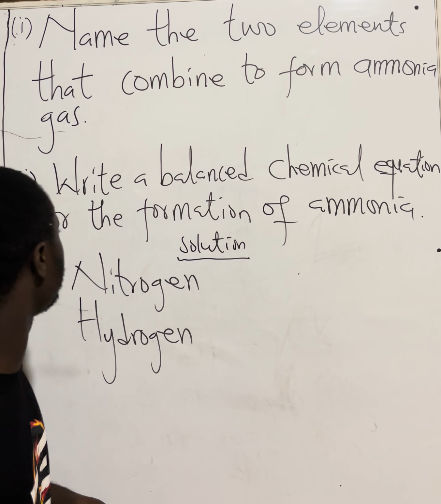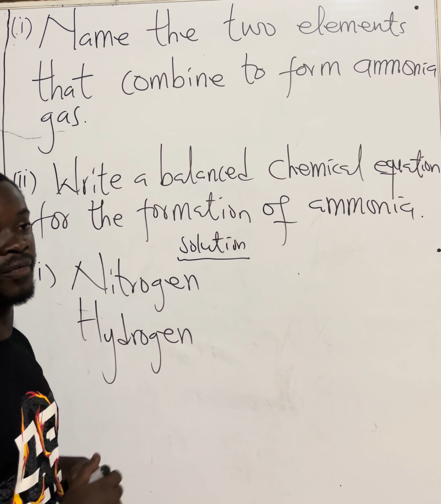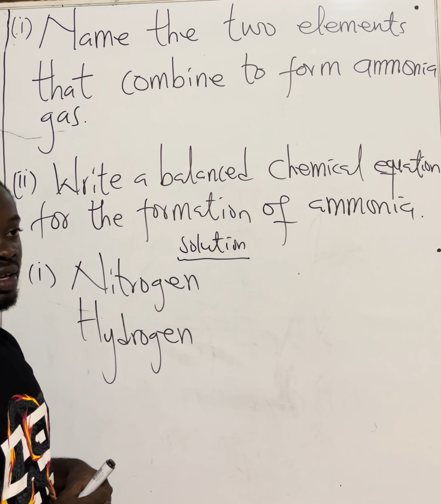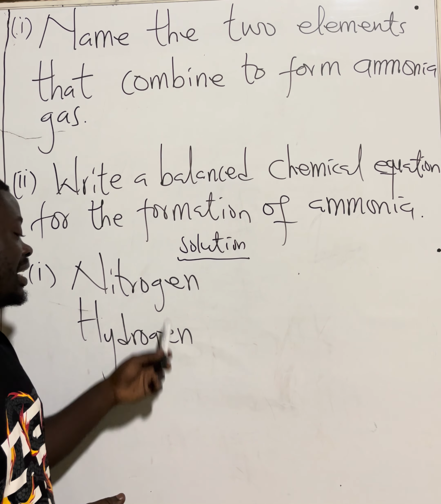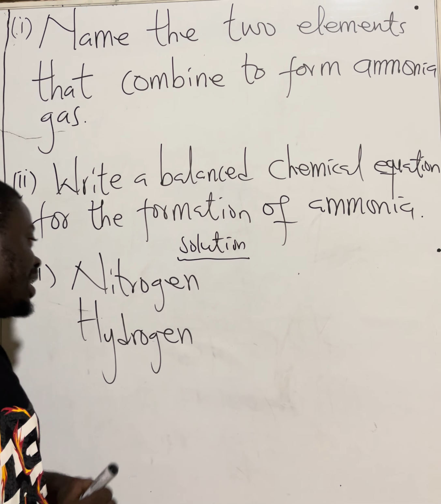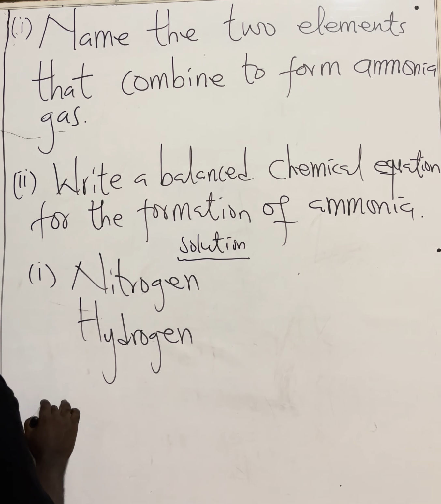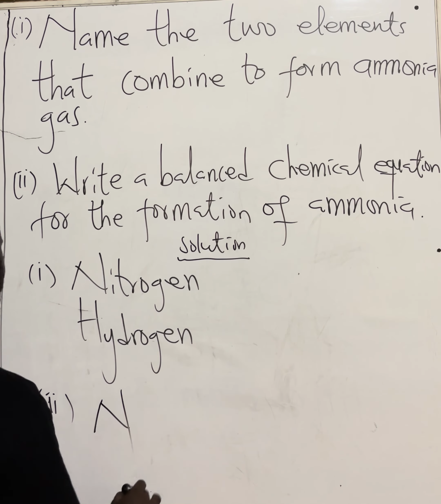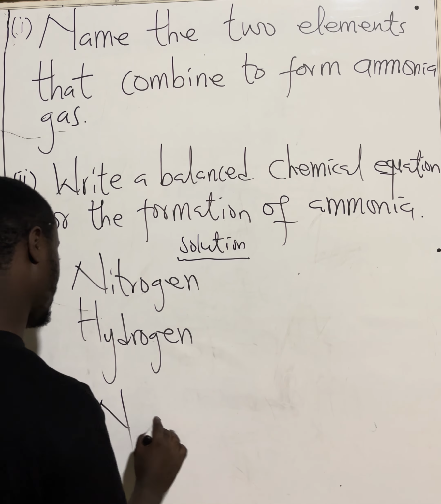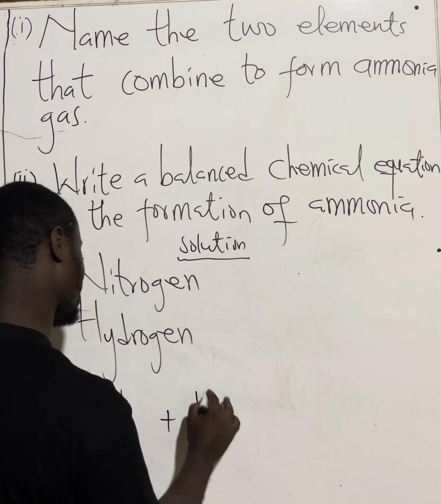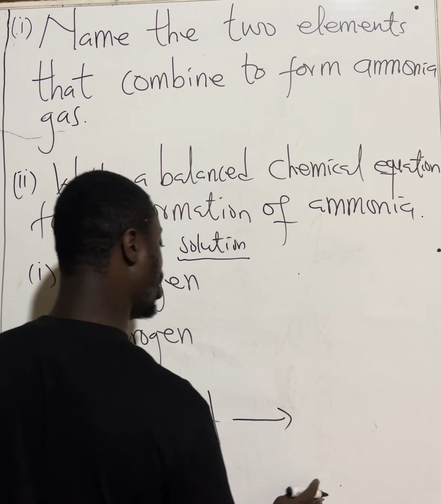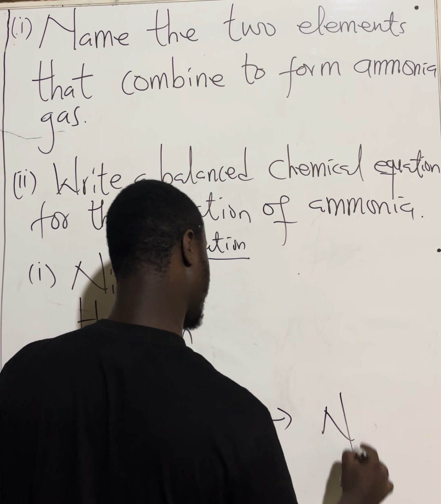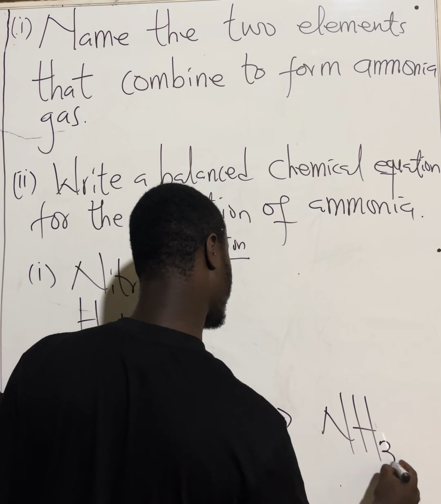Write a balanced chemical equation for the formation of ammonia. So we should balance the reaction of nitrogen and hydrogen to form ammonia. Okay, let's do it. So now we know that nitrogen reacts with hydrogen to yield or to produce ammonia, that is NH3.